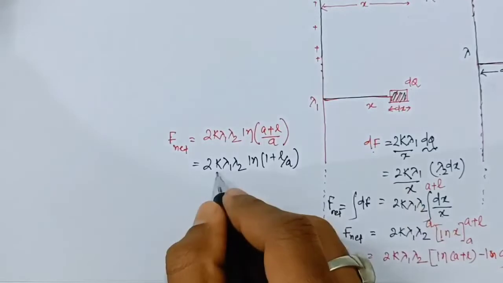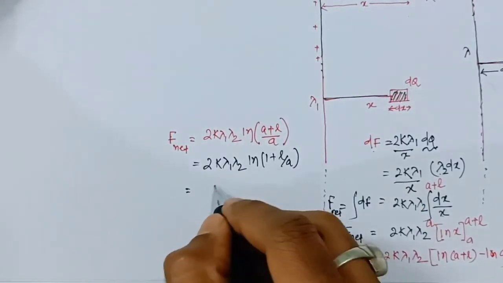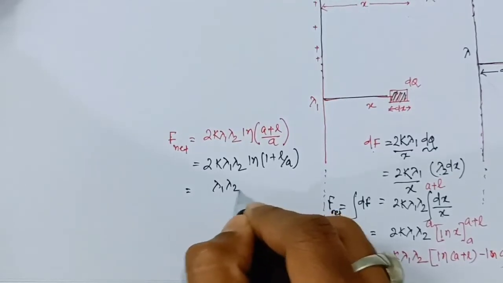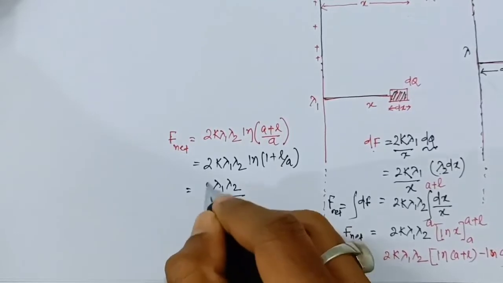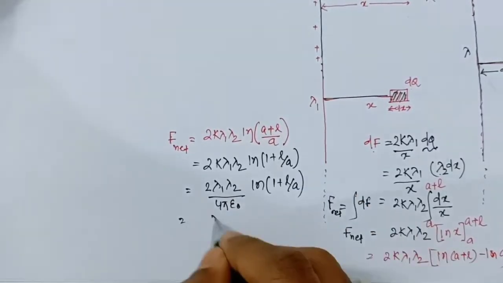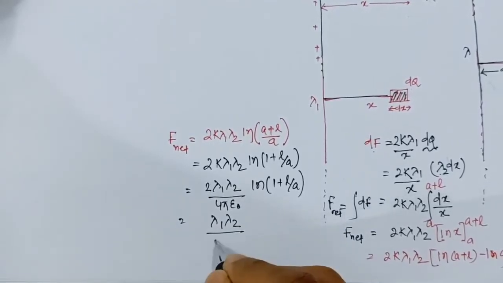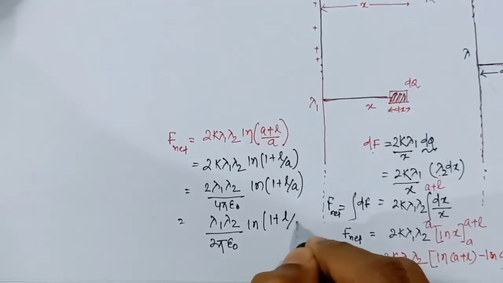If someone wants to put the value of k, the value of k is 1 by 4 pi epsilon naught. So lambda 1 lambda 2 upon 4 pi epsilon naught, times 2 ln (1 plus L by A). The expression comes to lambda 1 lambda 2 upon 2 pi epsilon naught, ln (1 plus L by A).